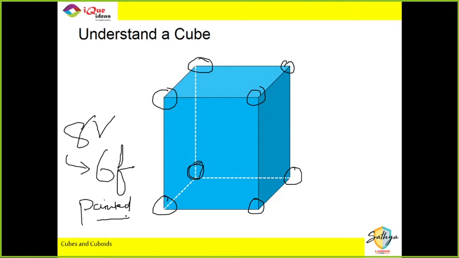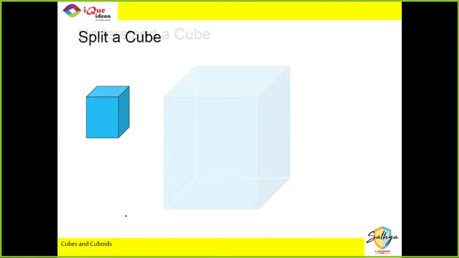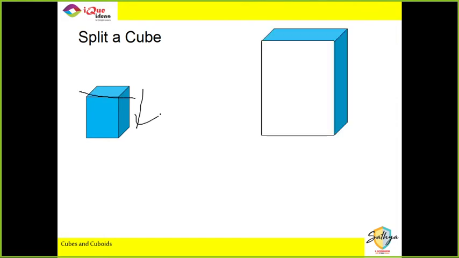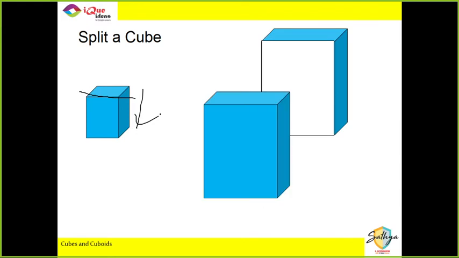Now one by one, let's start cutting this. So this cube, I put a cut on it. This was the original cube. From here I cut it downwards. So now I have split the cube into 2 pieces. Right? Did you understand how it was cut?